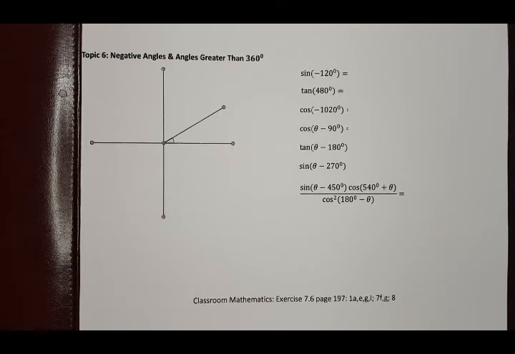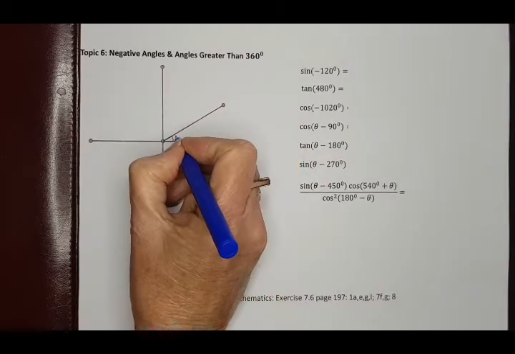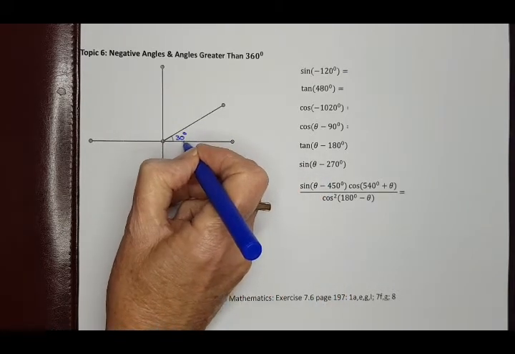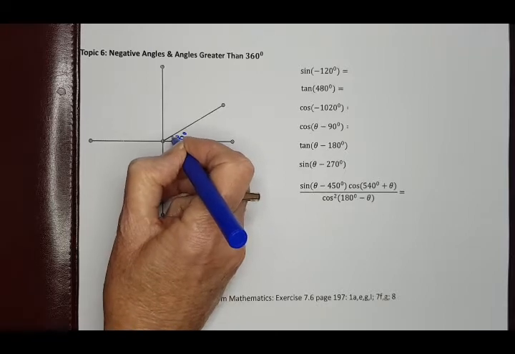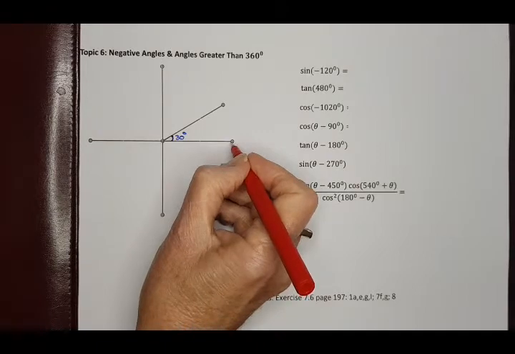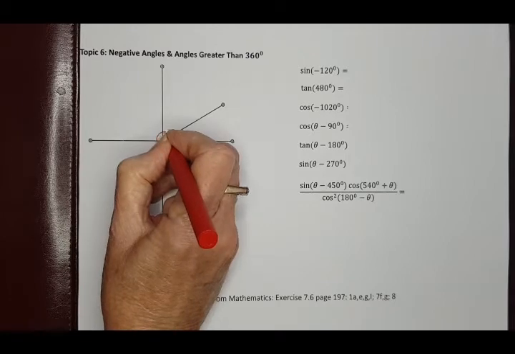In this sixth topic, we're going to discuss the idea of negative angles and angles that are greater than 360 degrees, one complete revolution. I've drawn here an angle of 30 degrees. 30 degrees would mean I'm measuring from 0 on the positive side of the x-axis up to that point over there. However, what I could also do is start at 0 degrees over here and measure around in the opposite direction.